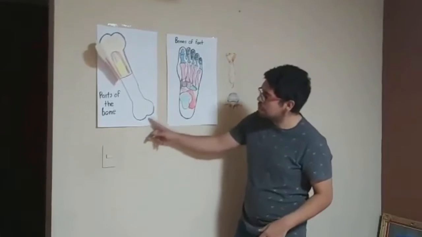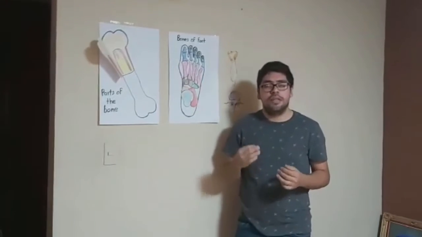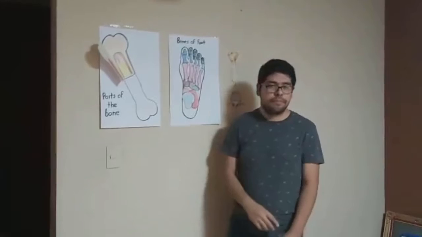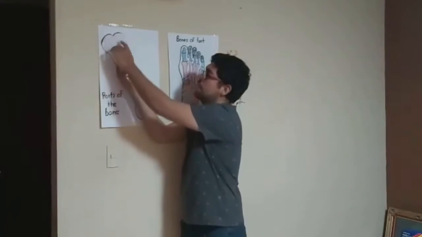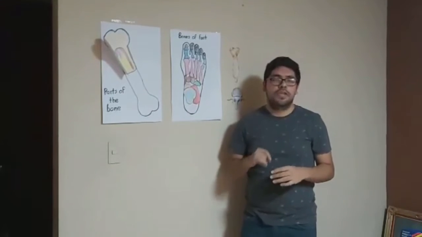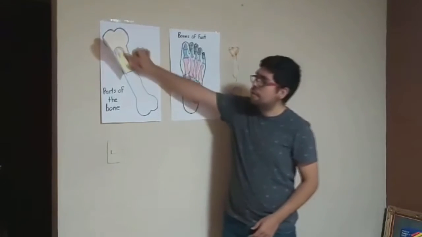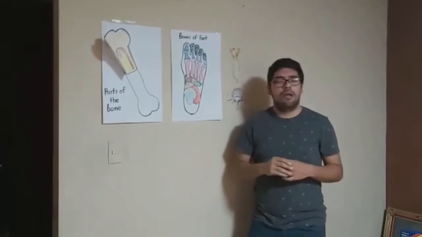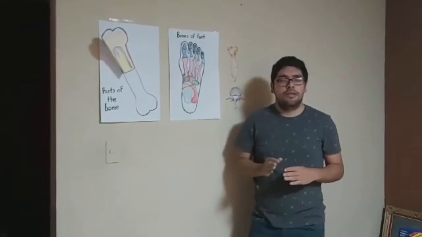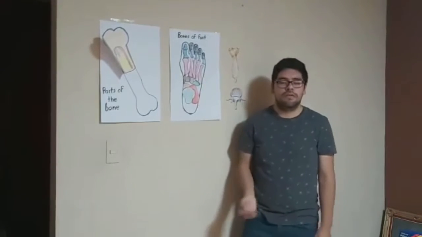Articular cartilage is a thin layer of hyaline cartilage that covers and cushions the articular surface of the epiphysis. Periosteum is a dense membrane that covers the shaft of long bones. The medullary cavity is a cavity filled with bone marrow. And endosteum is a thin membrane that lines the medullary cavity and contains osteoblasts and osteoclasts.